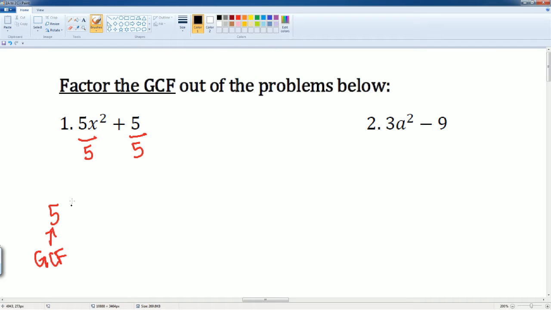the parentheses. What's inside the parentheses is what's left after I do that division. So 5 divided by 5, leaving you with an x squared. 5 divided by 5, bring down the plus sign. 5 divided by 5 is just 1. So there you go, it would just be like that: 5 parentheses x squared plus 1.